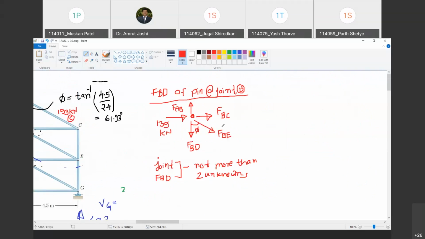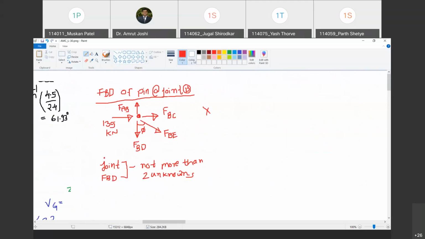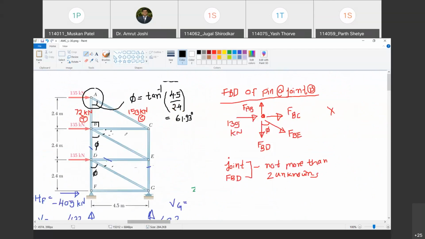So now this vertical force is FAB. At a joint, we should not have more than 2 unknowns. So I clearly cannot start with this. Happy? Yes, sir. So now let me draw the free body diagram of another joint, joint C. Are you with me? Yes, sir. So FBD of pin at joint C. How is it going to look? Tell me.